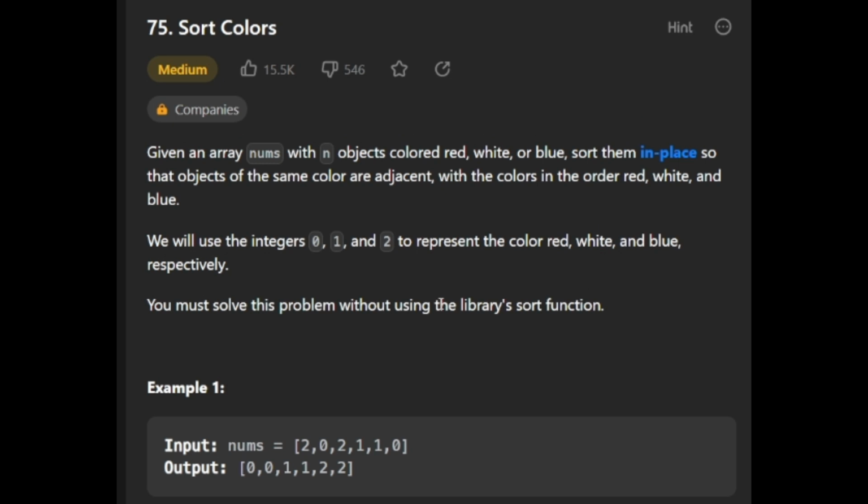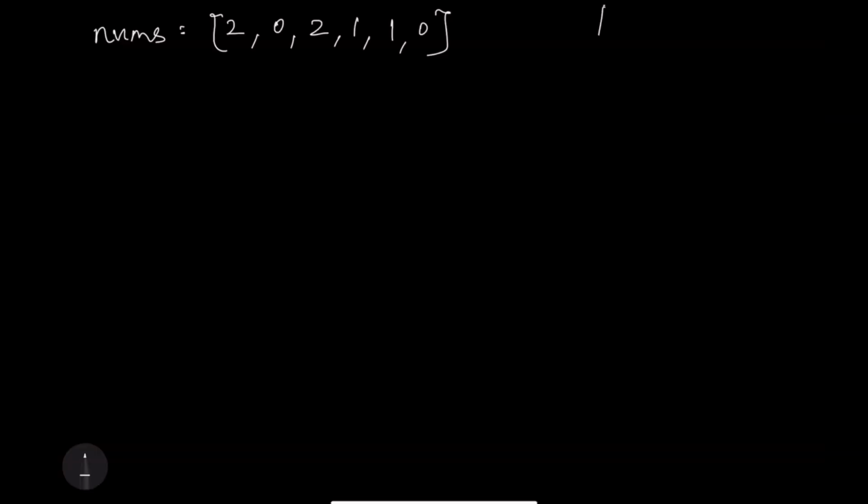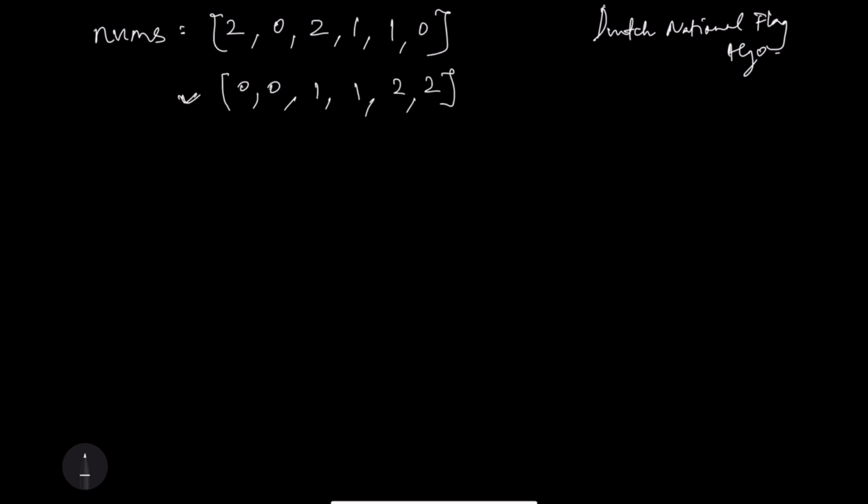So let's head over to our drawing explanation and see what kind of algo we would need to solve this problem. To sort the colors, we will use the Dutch national flag algorithm. So what does it suggest? It suggests that we will move our zeros to the left of the array, our ones to the middle and our twos to the end. So this is how it will sort the array.